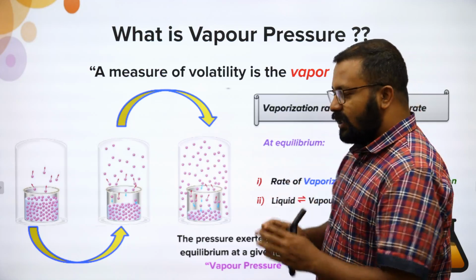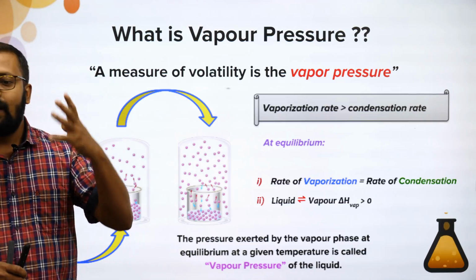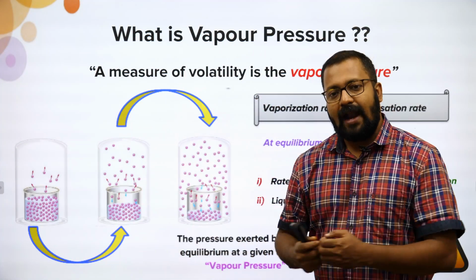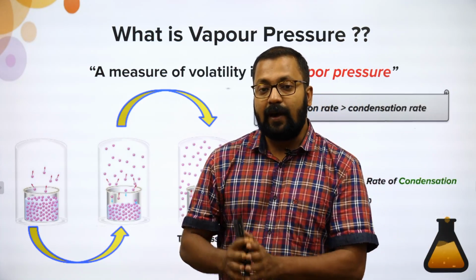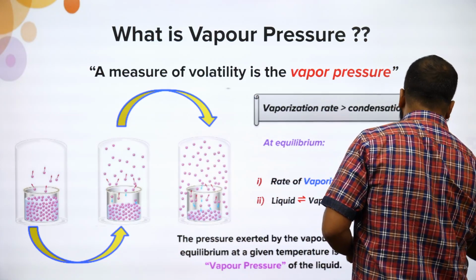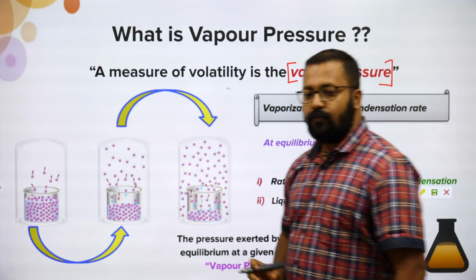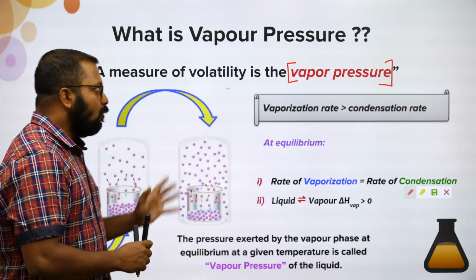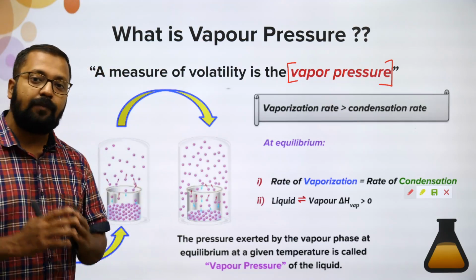Okay, so what is the term vapor pressure? The volatility that is happening, how do we measure how volatile a substance is? By a term known as vapor pressure. So a measurement of volatility is known as vapor pressure.